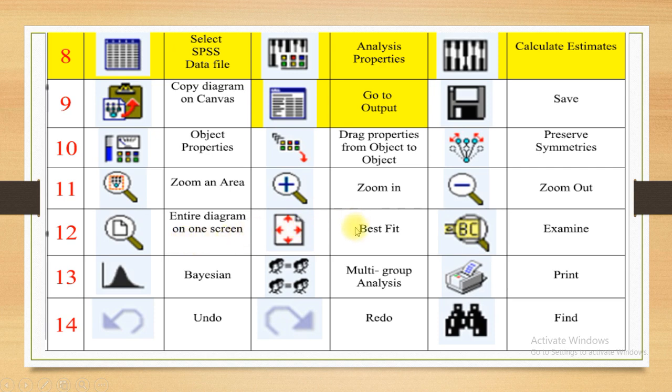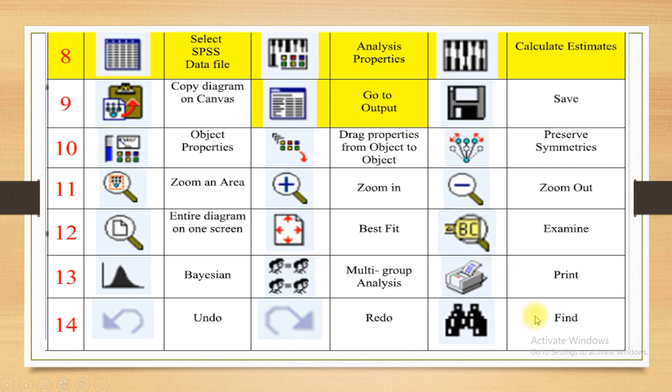Then if you draw the model and the outline moves to the boundary of the paper or the window, you can click on the best fit to put them back on that sheet. Then we have the Bayesian and the multi-group analysis. This one is used for further analysis and we will talk about it when we have time for it. Then we have the print. So after your output, you can print your result.